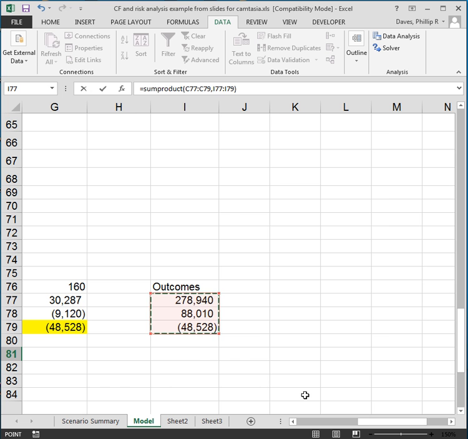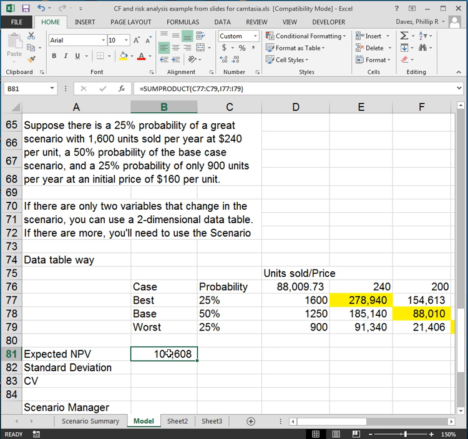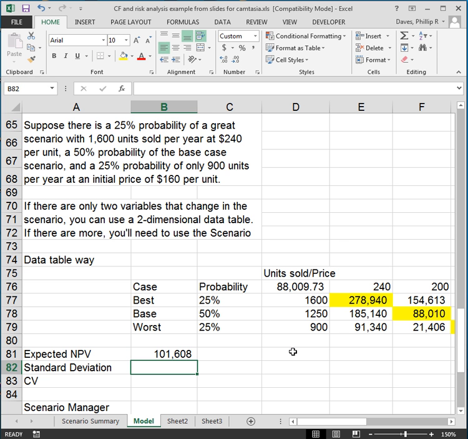And if you look at this, what's going to happen, I'll scroll back over here to the formula. And actually, let me go ahead and make it so that you can see this a little bit better. All right, this formula here takes C77 and multiplies it by I77, D77 and multiplies it, C78 and multiplies it by I78, and C79 and multiplies it by I79. That's probability times outcome, probability times outcome, probability times outcome, and that gives us an expected net present value of $101,000.